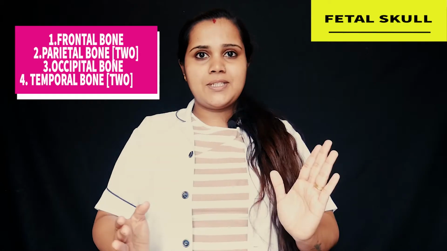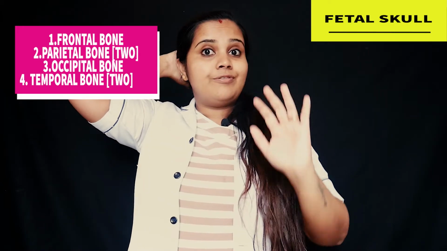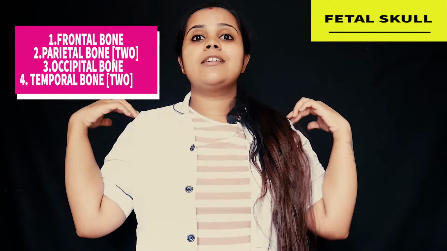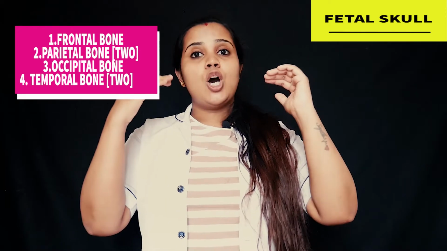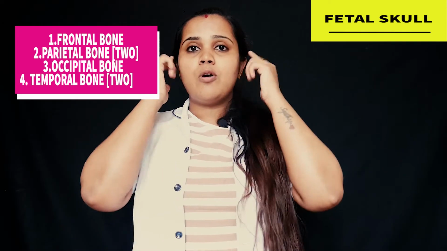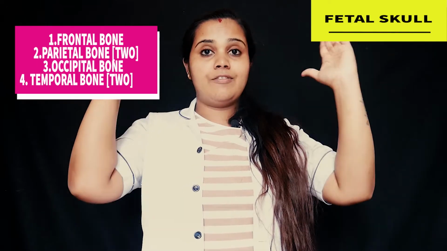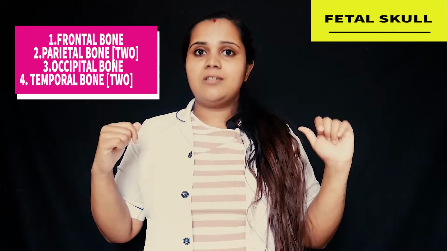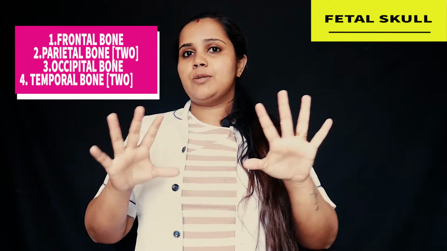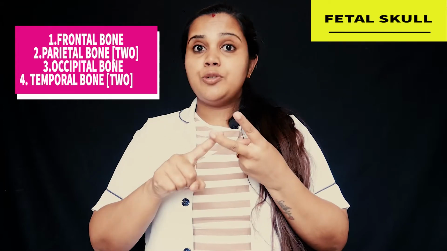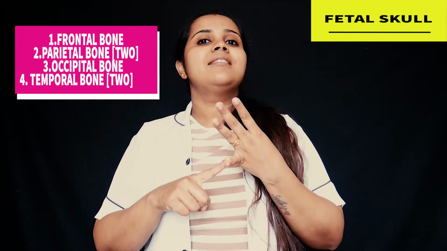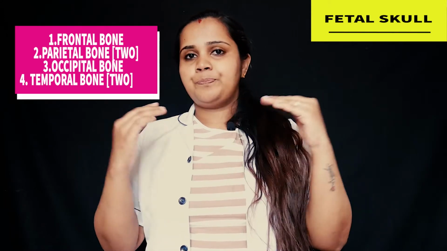And next is the occipital bone. The occipital bone is at the back of the fetal skull, and it joins to the cervical bone, the neck bone. And the last one is the temporal bone, which is present in this area of the skull of the fetus, just above the ear. I hope you understood about the bones of the fetal skull. Mainly there are the frontal bones, 2 parietal bones, the occipital bone, and 2 temporal bones. Okay, we'll move on to the next topic.